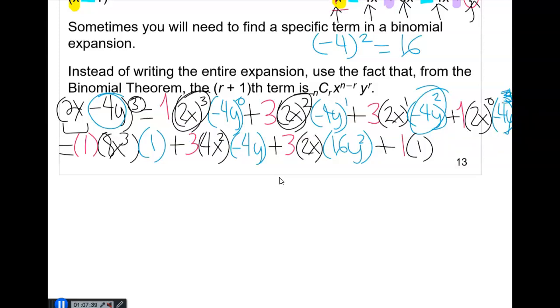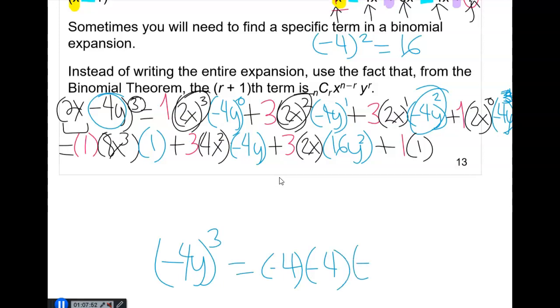So negative 4 to the power 3 is like negative 4 times negative 4. So this is what I'm doing. Negative 4y cubed. So it will be negative 4 times negative 4 times negative 4. And then y to the power third. And so this will be equal to negative 64y to the power third.